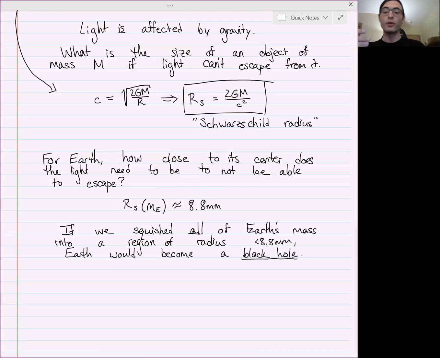And the reason why it's called a black hole is because the way that we see things is light bounces off of a thing, and then it bounces back to our eye. But if light were to try to bounce off of a black hole, it would go towards the black hole, hit it, and then it would try to come back, but it couldn't, because light can't escape from it. And so you just can't see anything, hence black hole.